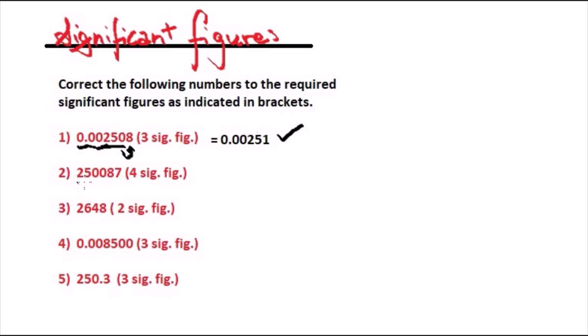Next, we want 4 significant figures. Again, we start with the first non-zero digit as our first significant figure, and we count to the right. So we have 1, 2. These zeros are in between significant figures or non-zero digits, so they are significant. So we count 1, 2, 3, 4. So we start from here to here. And again, for the 4th significant figure, we check the very next one, and it's 8, which is over 5. So we add 1 to the 0.